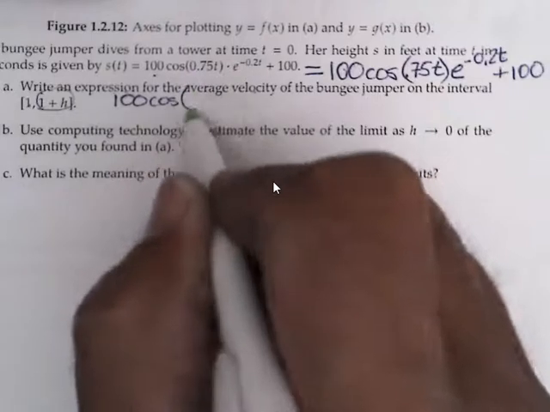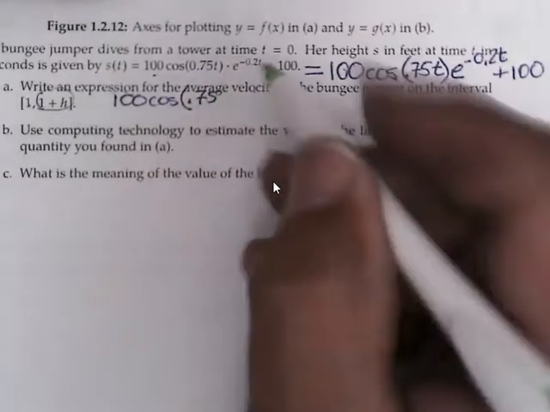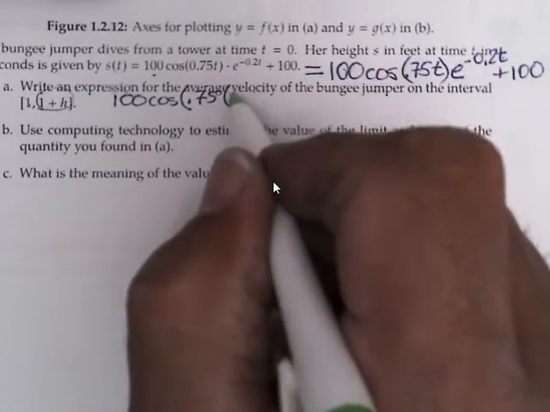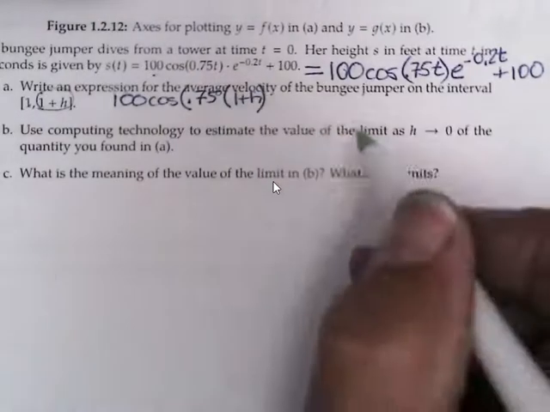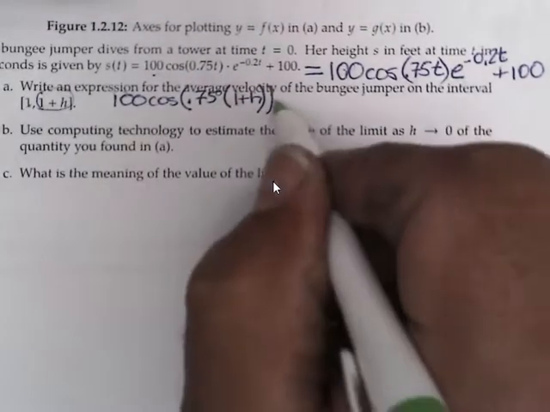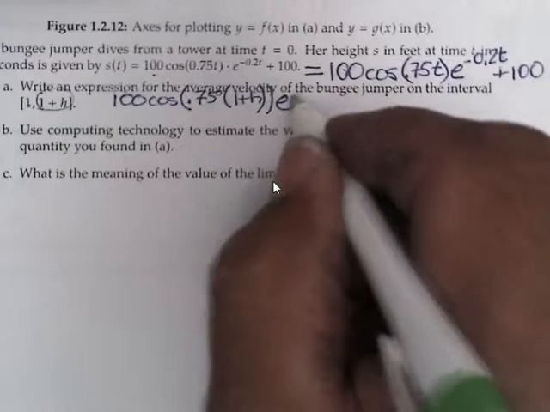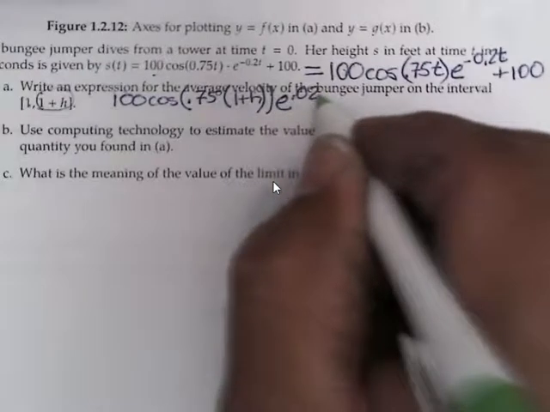We write 100 cosine 0.75 times (1 plus h), close parentheses, e to the negative 0.2 times (1 plus h), plus 100, forgot the plus 100, all of this minus the height at 1, so all of this again with 1 in for the t's.